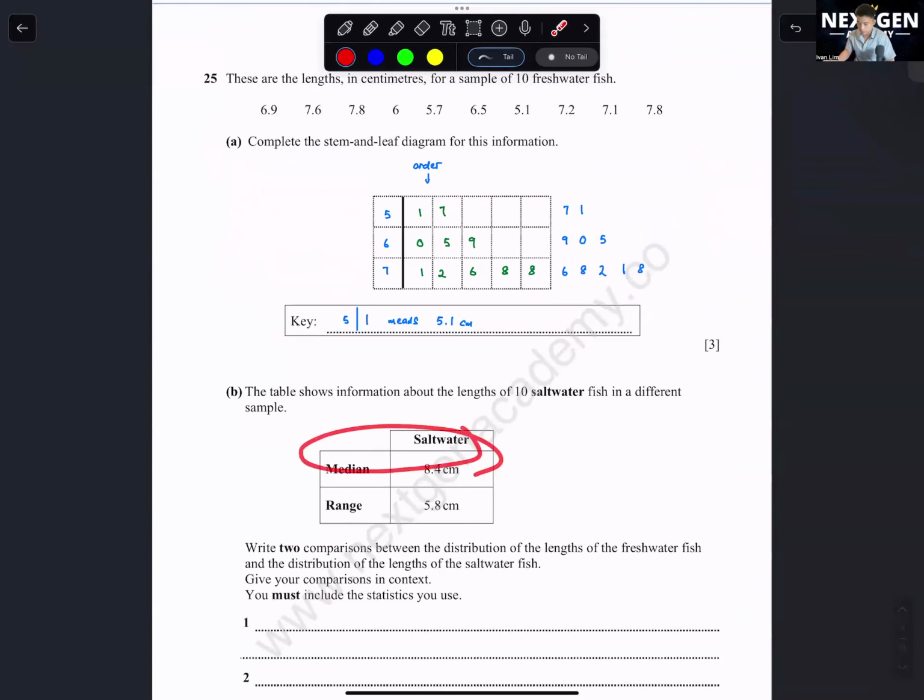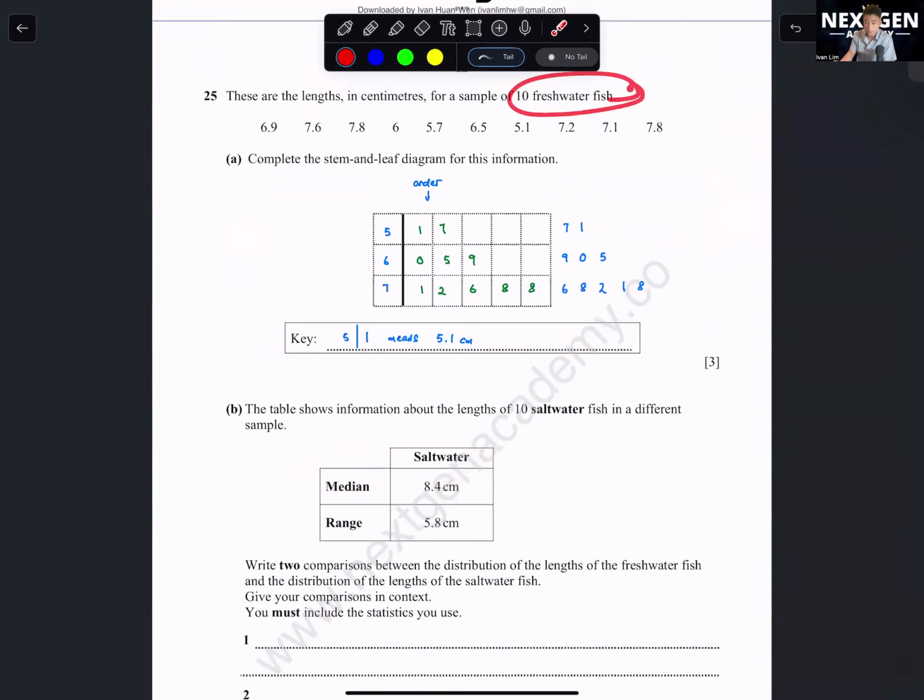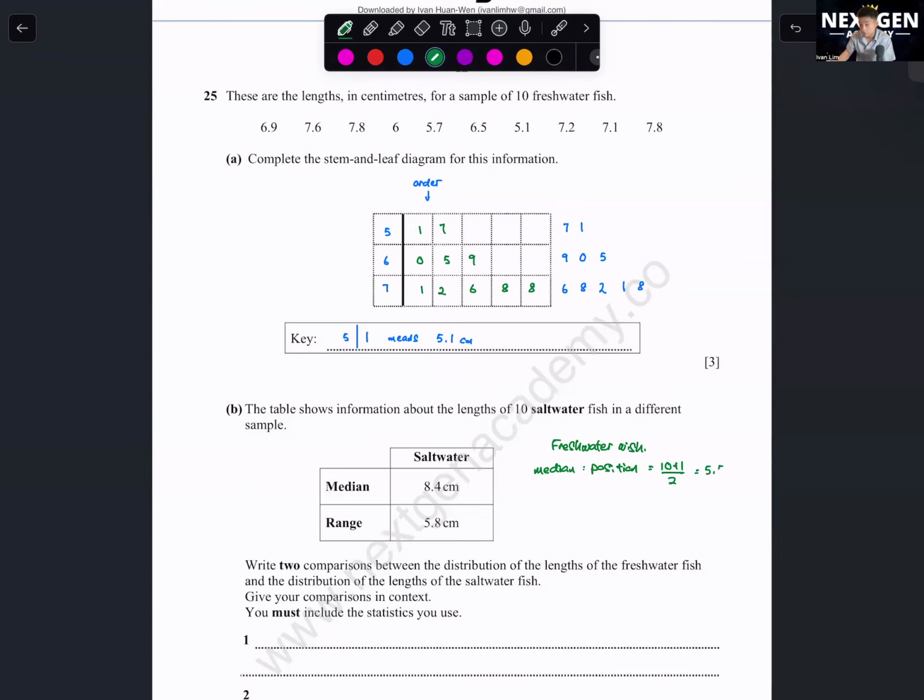So we want to calculate what the median is over here first. Based on this, you've got 10 fish. Where is your middle number? I want you to calculate for the one above first, the freshwater fish. Where is the median? For the median position, you have to do two things. You find the position first. You got 10 numbers, then you add up and get 5.5. So fifth and sixth.